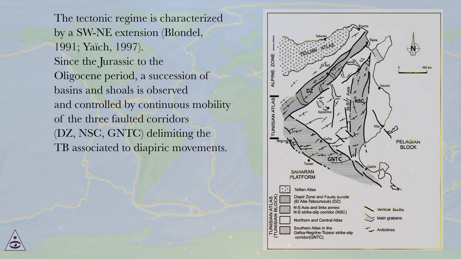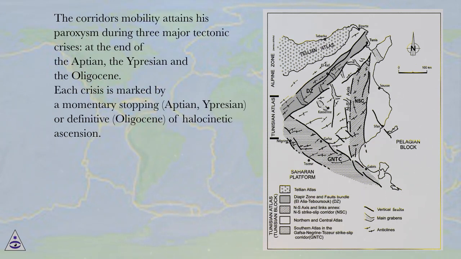Since the Jurassic to the Oligocene period, a succession of basins and shoals is observed and controlled by continuous mobility of the three faulted corridors, DZ, NSC, GNTC, delimiting the TB, associated to diapiric movements. The corridors' mobility attains its paroxysm during three major tectonic crises: at the end of the Aptian, the Frisian and the Oligocene. Each crisis is marked by a momentary stopping (Aptian, Ypresian) or definitive (Oligocene) of halokinetic ascension.